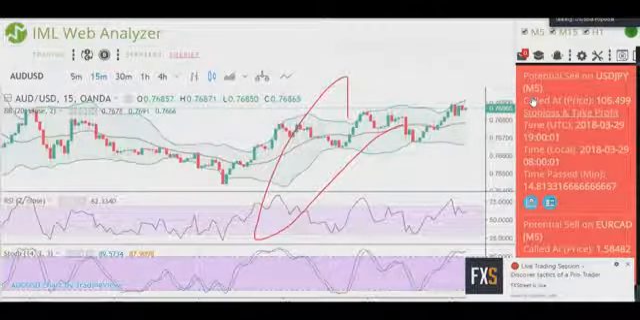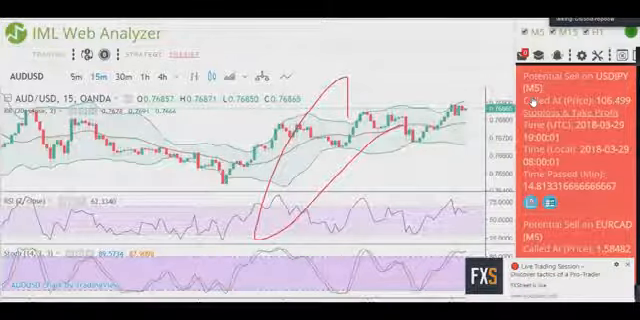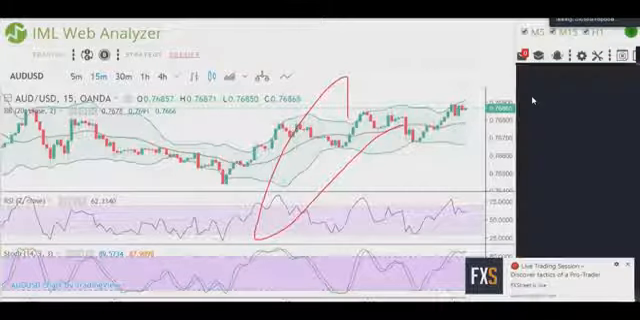Let me take that again for those of us that are new. If it is red, it is a sell signal. If it is green, it is a buy signal.